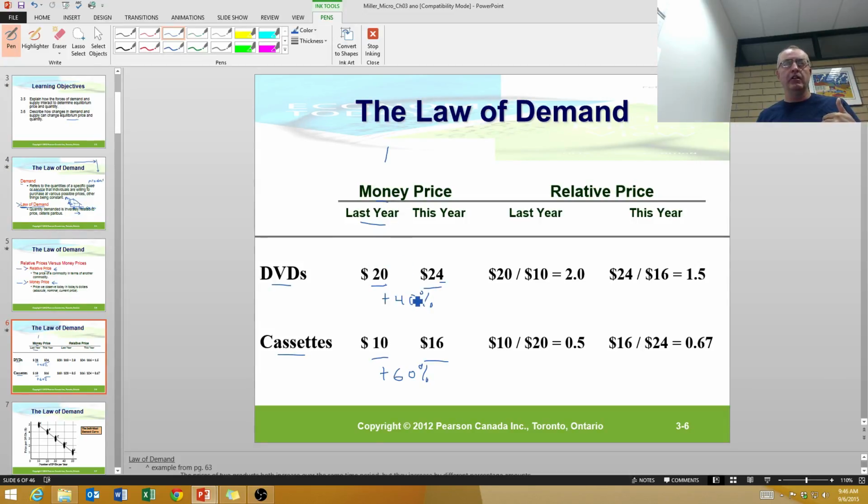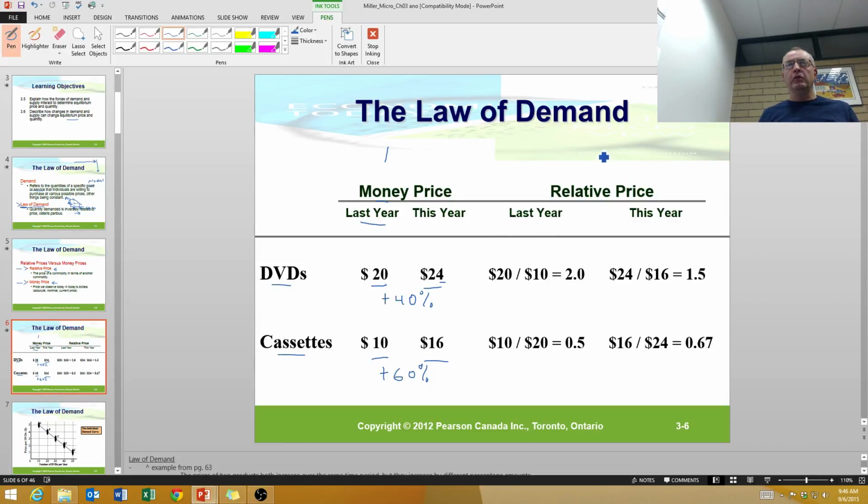So over this 1 year period, the money price of both products increased, but they increased by different percentage amounts. And that means that the relative value of DVDs per cassette or cassettes per DVD changed over the 1 year period. If the money prices of both products increased by the same percentage during the same time period, then the relative price would have remained unchanged. But in this example, the two products had price increases by different percentage amounts. Therefore, there's a change in the relative prices.